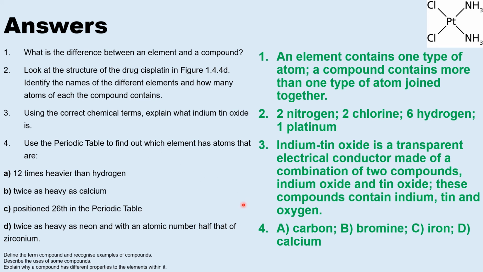And for question number 4, the first one, hydrogen has a mass of 1. So you need to find the element that is 12 times heavier than hydrogen, so has 12 grams. That would be your carbon, because that has 12 as its atomic mass. Twice as heavy as calcium, bromine. 26 in the periodic table is iron, because it has an atomic number of 26. And twice as heavy as neon, and with an atomic number half that of zirconium, that is calcium. So those are your answers to those questions.